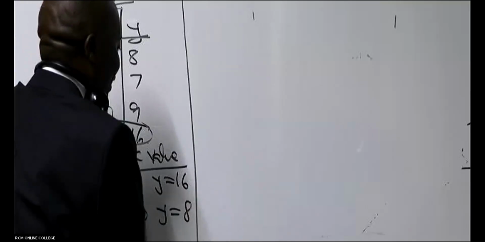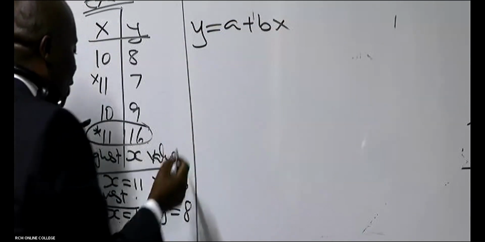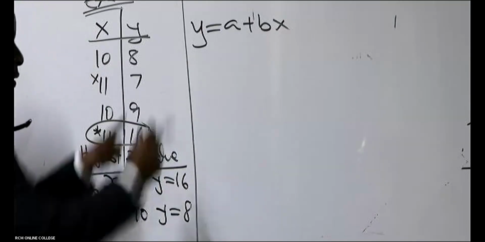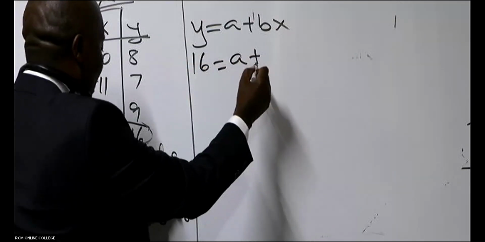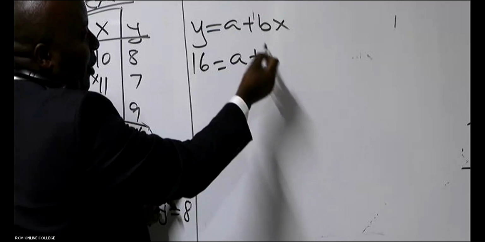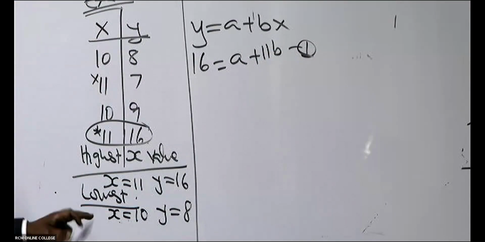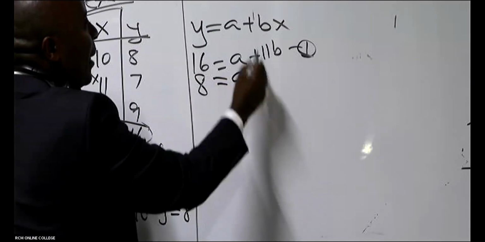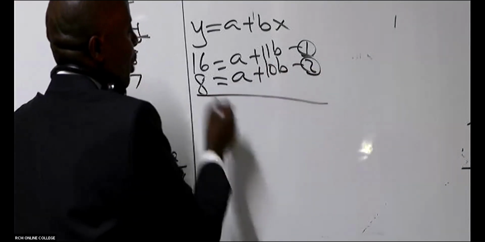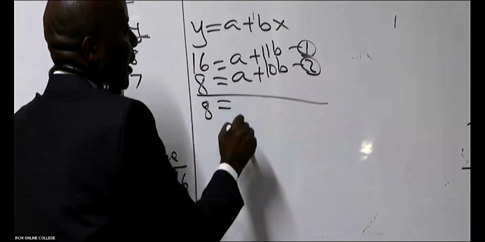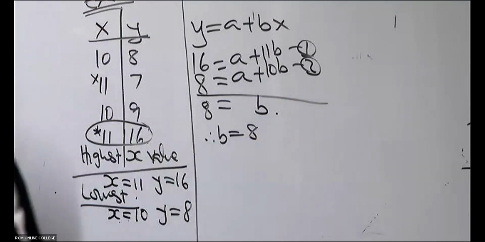So remember that our general equation is Y equals A plus BX. So now you use, in this case here, the highest. So in this case here, Y is 16 equals A plus B times X, which is 11. So that is 11B, equation number 1. And then equation number 2 from the lowest, Y now is 8, which will be equal to A plus BX, and X is 10. So in this case here, we have 10B, equation number 2. So you subtract 16 minus 8, that gives me 8. A disappears. This gives me 1B, which is the same as B. Therefore, B is 8.